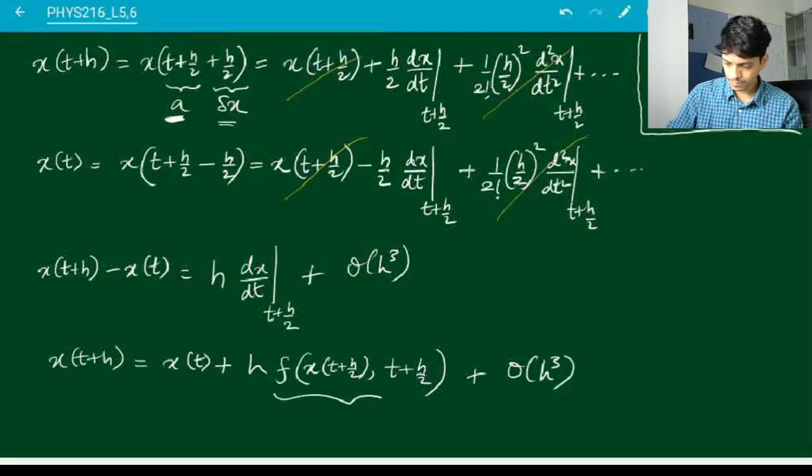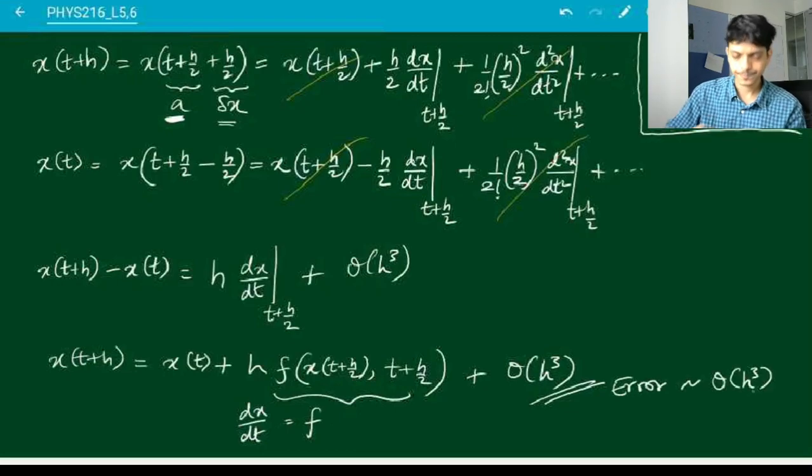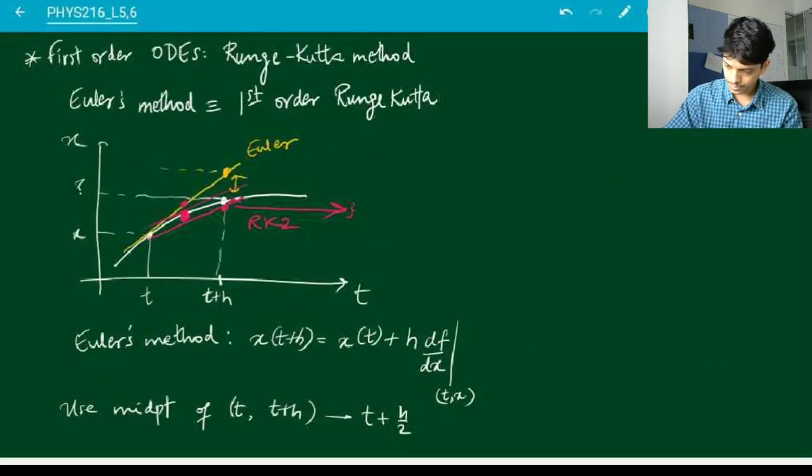So this just comes because that's basically the differential equation. Our differential equation we're trying to solve is dx by dt is f. So I've written dx by dt as f over here. So by using the midpoint of t and t plus h, you will notice that now our error is not of order h square, it is of order h cube. So this is one order of magnitude better than using Euler's method. So that's why we prefer this Runge-Kutta. This is second order Runge-Kutta.